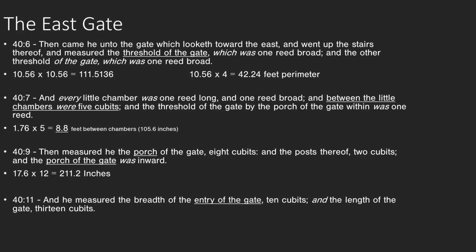And he measured the breadth of the entry of the gate, 10 cubits, and the length of the gate, 13 cubits. A very rare mention of the number 13 here. Let's see what that points to. 130 by 176 gives us 2,288 feet of square area, which is equal to 216 2/3 reeds.